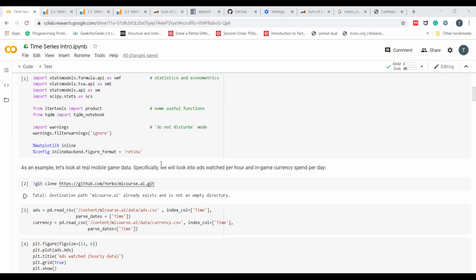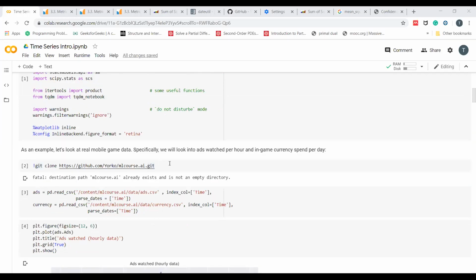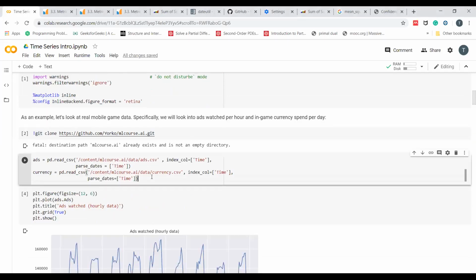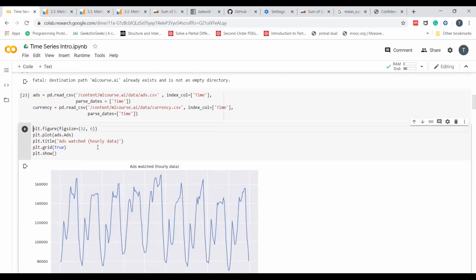So now let's get started. First, we will git clone the repository of the ML course on GitHub. And then we'll pull out the ads data and then the currency data. These two sets of data are the ads watched per hour and the currency spent per day in a real mobile game. And now let's pull out these data. And then first we will plot the ads data.